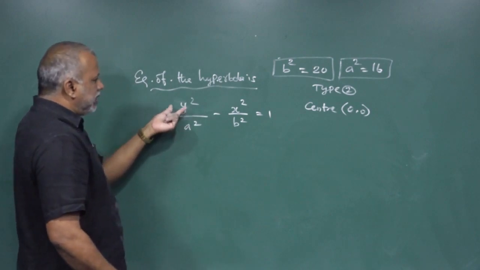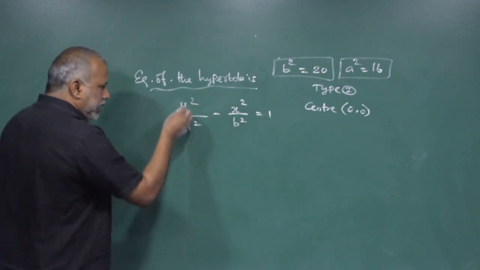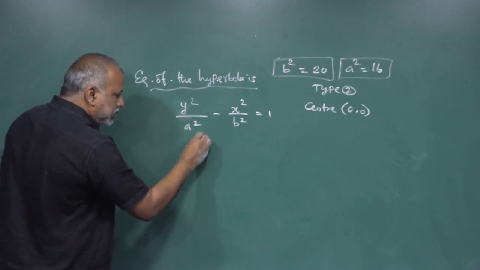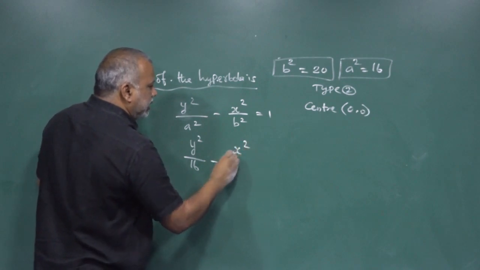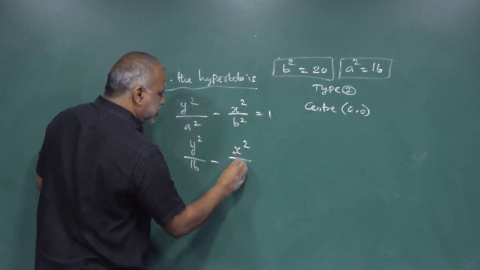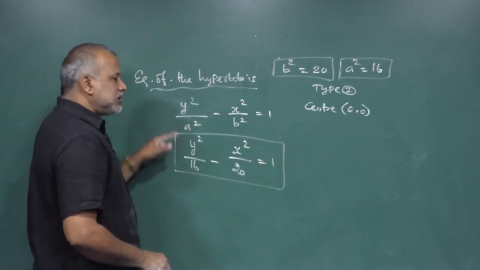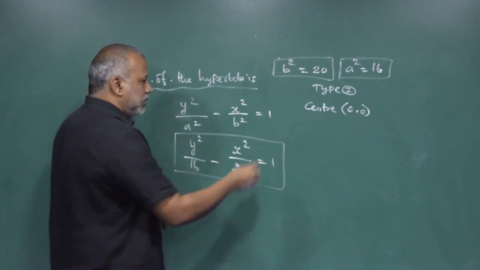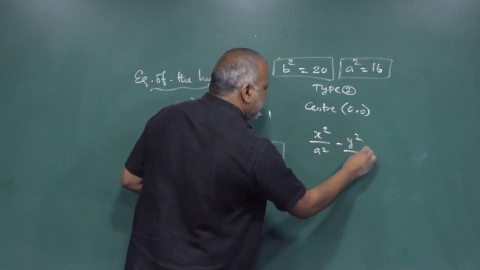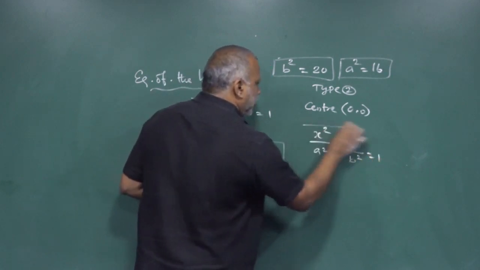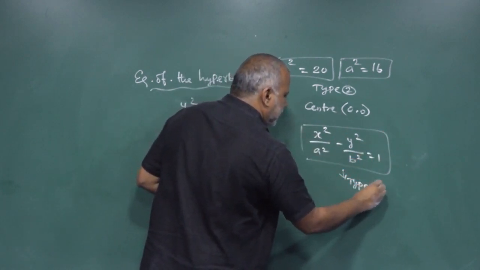So you use the formula y squared by a squared minus x squared by b squared equal to 1. Here, what is the value of a squared? 16. Minus x squared divided by b squared. What is the value of b squared? 20. That is equal to 1. We already know that starting with x squared is type 1. For example, the form x squared by a squared minus y squared by b squared equal to 1 is called type 1.